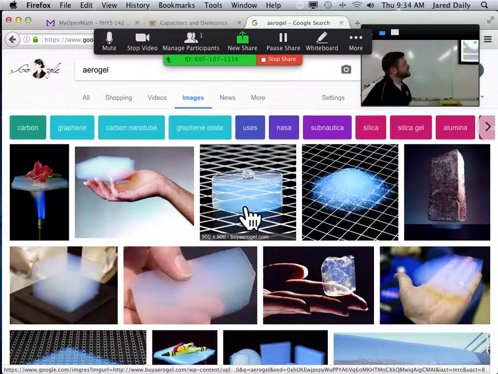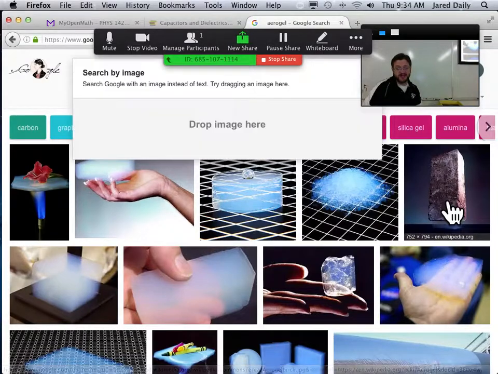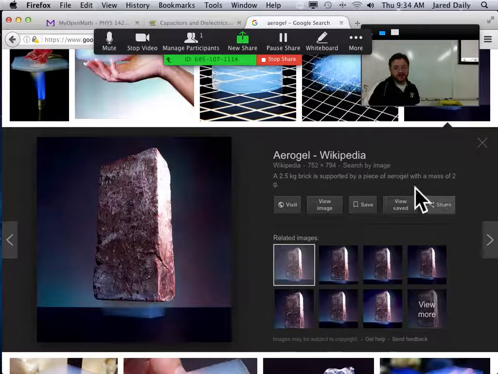Like this piece right here could be a block 10 centimeters by 10. It could be a foot cube block, this big, and weigh less than a gram, easily. It wouldn't be hard at all. But it could also support something like this. Like this is supporting a granite block, a 2.5 kilogram brick. It's supported by a piece of aerogel that has 2 grams of mass to it.